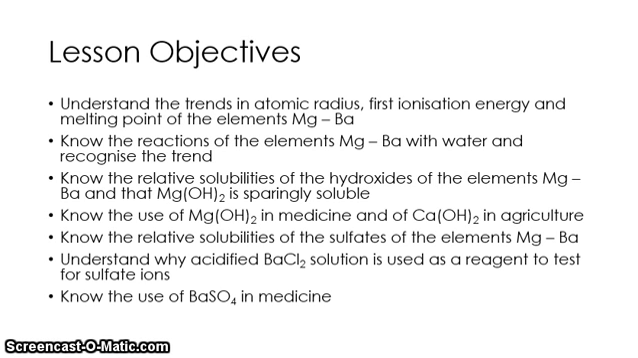So our lesson objectives for today are to understand the trends in atomic radius, first ionization energy and melting point of the elements magnesium and barium. Know the reactions of the elements magnesium and barium with water and recognize the trend. Know the relative solubilities of the hydroxides of the elements magnesium and barium, and know that magnesium hydroxide is sparingly soluble. Know the use of magnesium hydroxide in medicine and calcium hydroxide in agriculture.